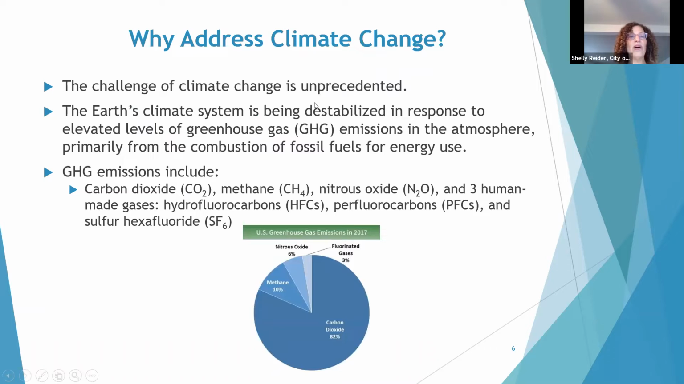So let's talk about climate change and some background. The challenge of climate change is unprecedented. The Earth's climate system is being destabilized in response to elevated levels of greenhouse gas emissions in the atmosphere, primarily from the combustion of fossil fuels for energy use. These greenhouse gas emissions include carbon dioxide, methane, nitrous oxide, and three human-made gases, including hydrofluorocarbons, perfluorocarbons, and sulfur hexafluoride. The chart at the bottom shows these particular greenhouse gases in 2017.